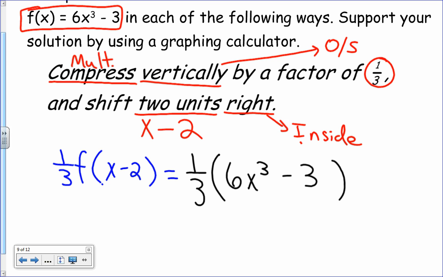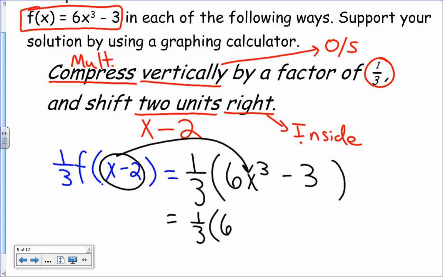Where am I going to stick the x minus 2? Not x cubed, but just where the x is at. That x minus 2 is going to go where that x is at. Am I going to put it in parentheses, or am I going to leave it in the open? Parentheses, because it has to be inside. So I'd have 1/3. I'd have my 6. Instead of an x right there, I'm going to have my x minus 2 cubed minus 3. Close it up.